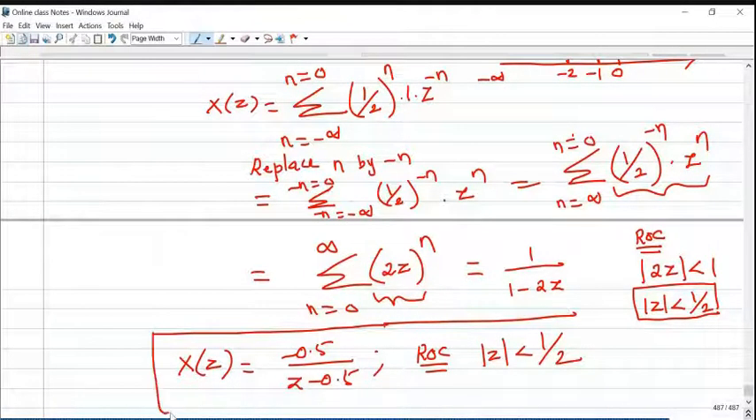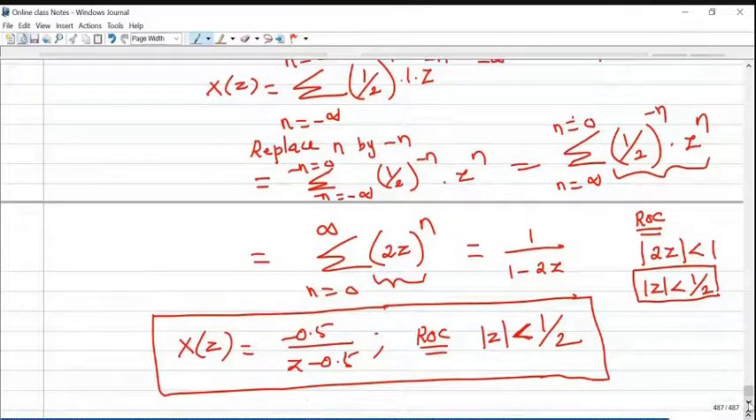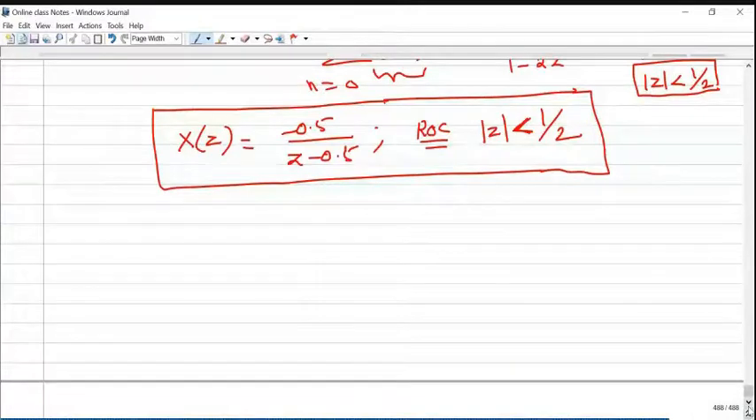Okay, so u of minus n is a non-causal signal. Your ROC is less than a pole, modulus of z less than 1 by 2. Causal signal means ROC outside the pole. Non-causal signal, ROC inside the pole. More than one causal signal, your resultant ROC is outside of the outermost circle. More than one non-causal signal, your ROC is inside of the innermost circle.